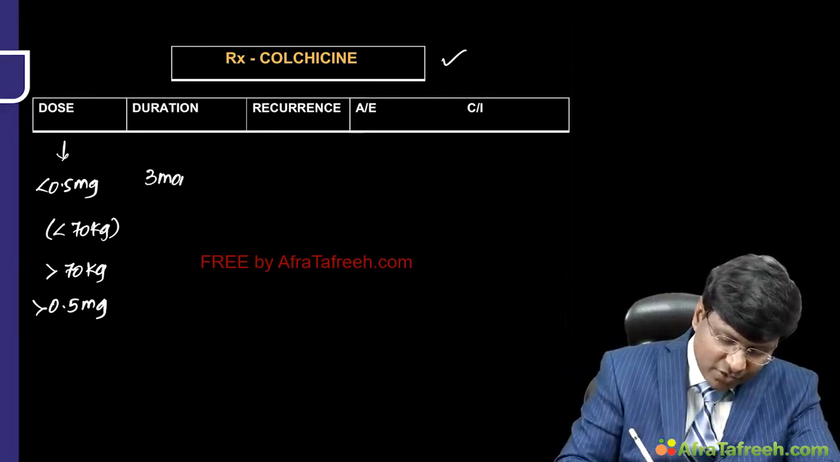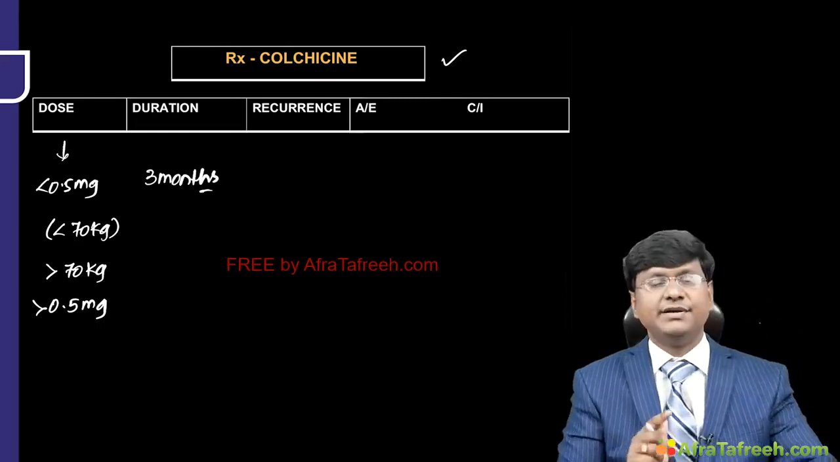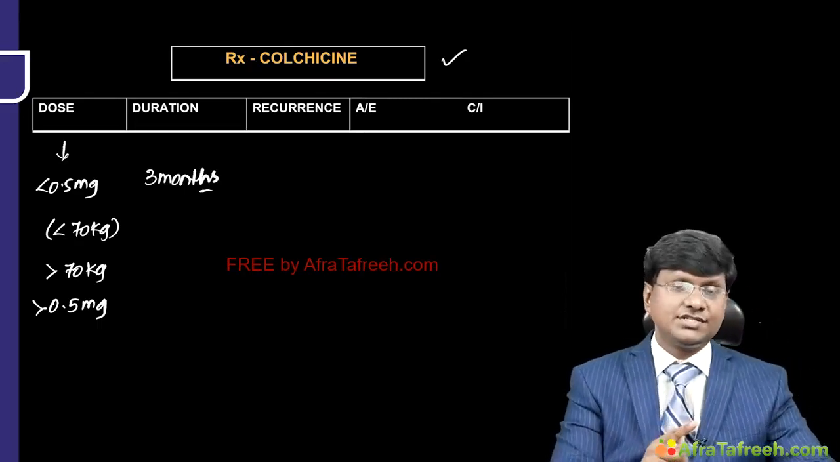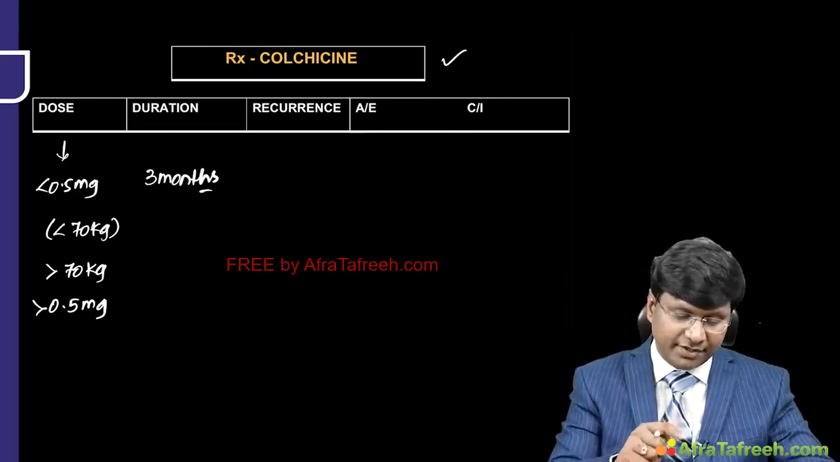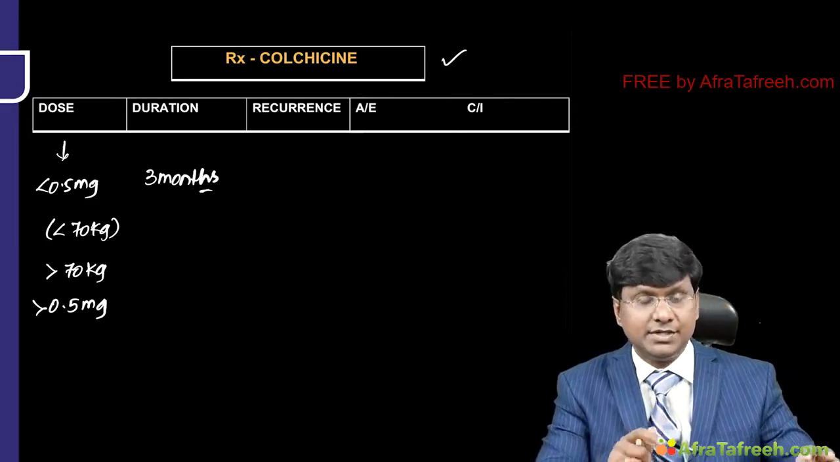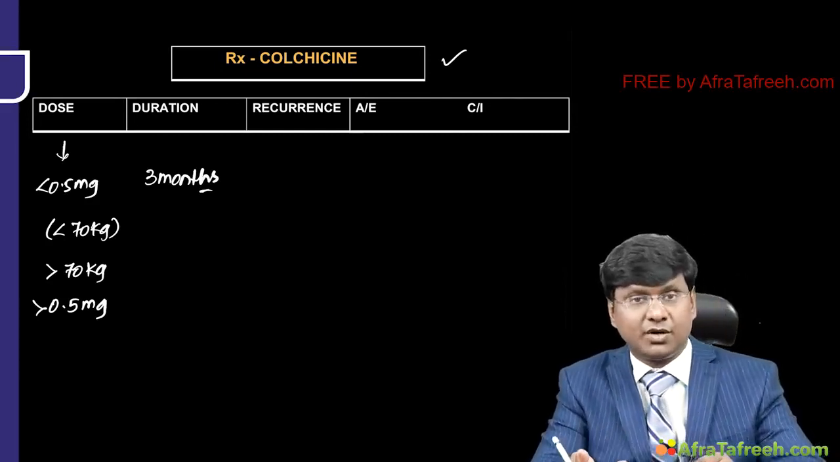You have to give this colchicine for nearly around 3 months. Whereas the non-steroidal anti-inflammatory drugs, we were giving only for 1 to 2 weeks. But colchicine, if you are giving, you need to give for nearly around 3 months. And what is the advantage of the colchicine?